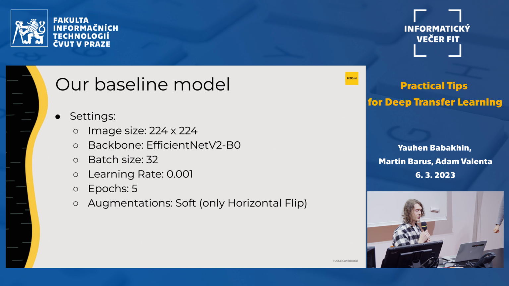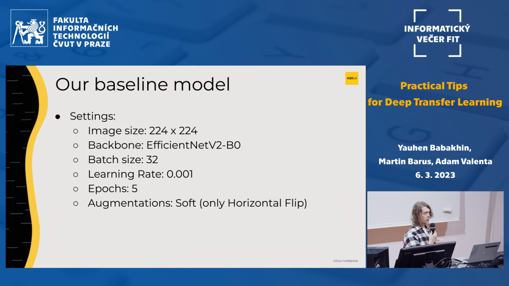Okay, so some information about our baseline model. Whatever images you put into it, we will resize them to 224 by 224. For a backbone, and if you're not familiar with backbones, this is the name for the architectures, we'll be using EfficientNetV2. There are different sizes of it, and B0 is the smallest one. As we said, this is our baseline model, so we'll start with the smallest. We'll have a fixed batch size of 32, then we'll choose the learning rate at 0.001, and we'll train for 5 epochs. In the case of computer vision models, you can also do augmentations. We'll only do the basic augmentation, which is horizontal flip.